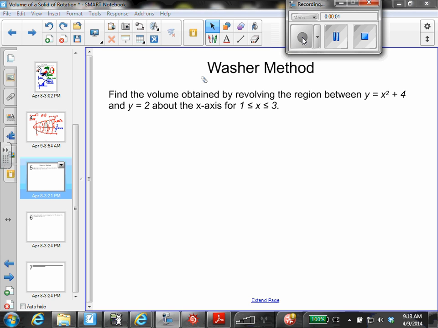Right, on this problem, we're going to be using something known as the washer method in order to find the volume of a solid. And the reason for that will be apparent. We won't be able to use the disk method on this one, so you'll see why in just a moment.